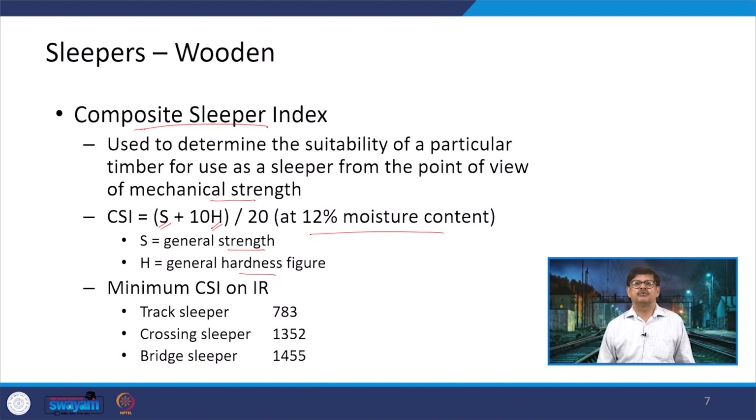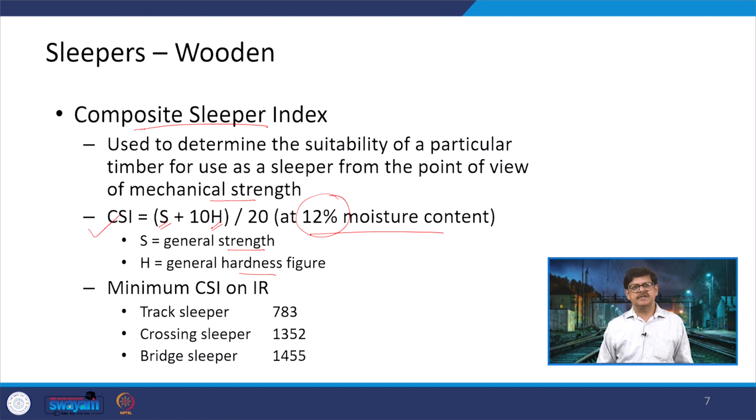So, seasoning of the wood has to be done. If there is moisture in it, that has to be reduced. It should also not be too dry. So, the treatment is there, and once we have ensured that there is 12% moisture content in the wooden sleeper, then we go for the strength testing and the hardness testing, and then we will get the values of S and H and put them in this equation, and we will get the value.